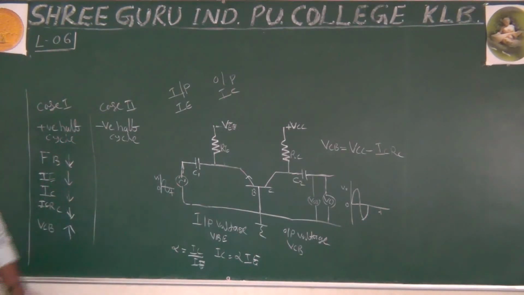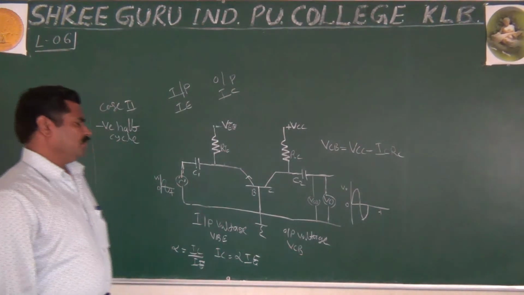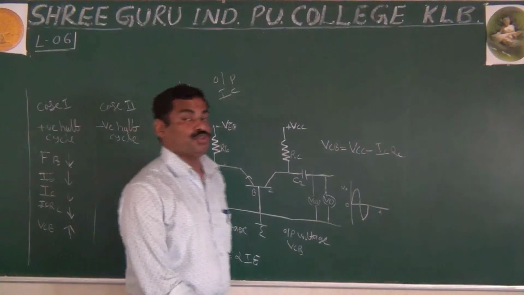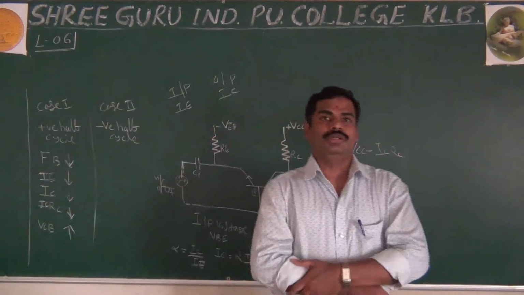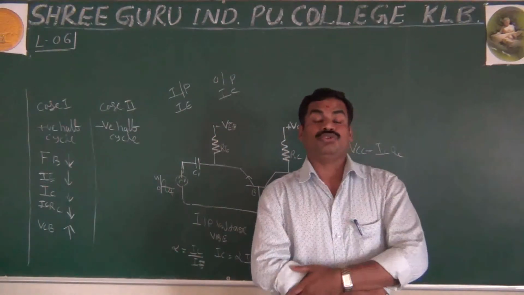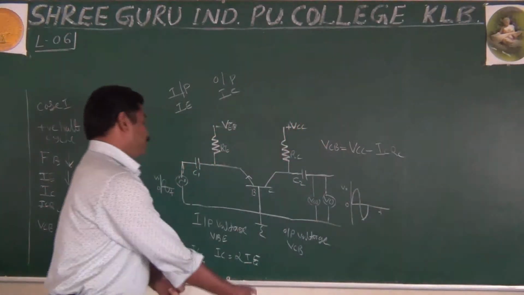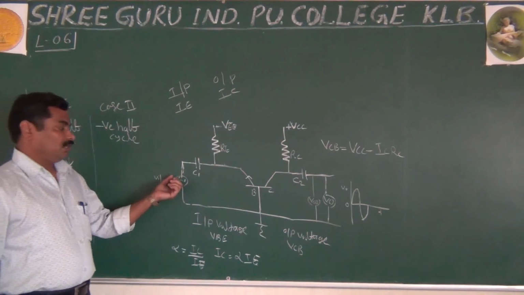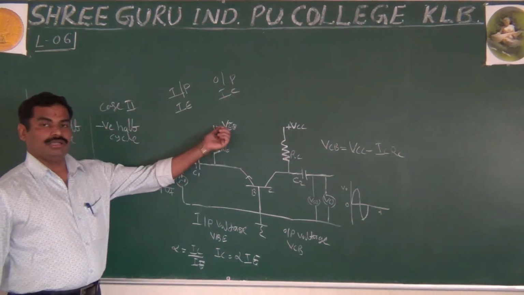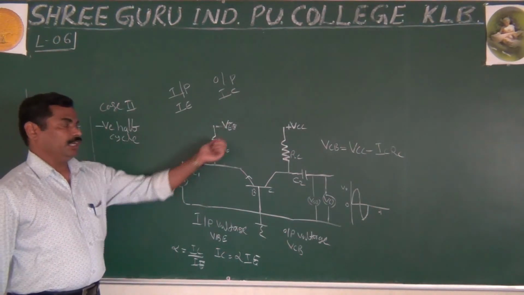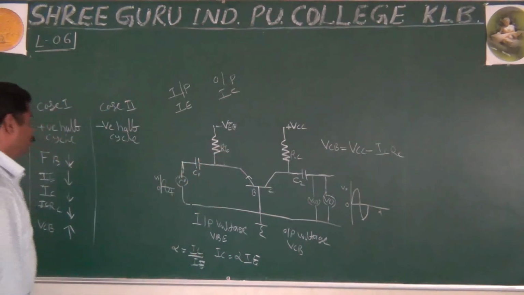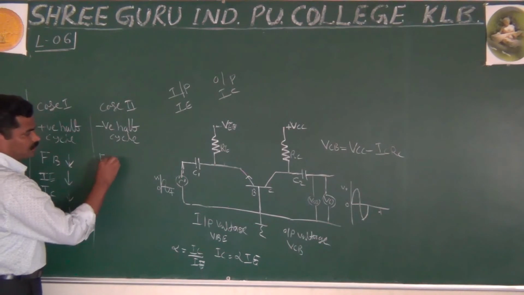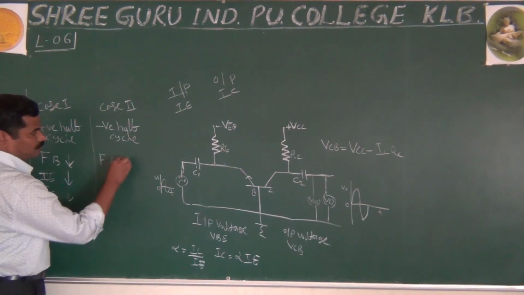In the same way, we go for the negative half cycle. The negative half cycle is totally the opposite process of the positive half cycle. In the negative half cycle, we are applying a negative signal. It is also already negative. Negative and negative makes the forward bias increase.